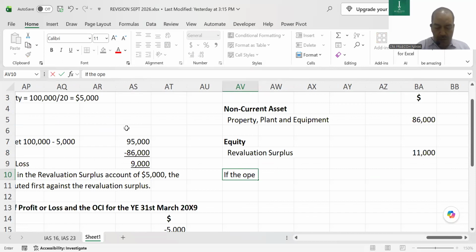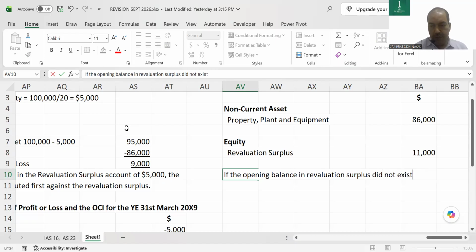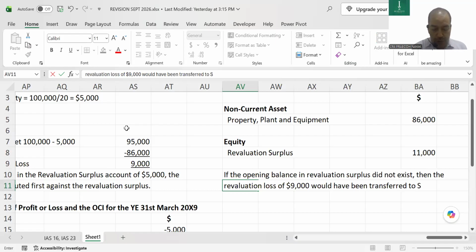If the opening balance in revaluation surplus was not there, or instead of writing was not there, you can write did not exist, then the revaluation loss of $9,000 would have been transferred to SOPL. That's it.